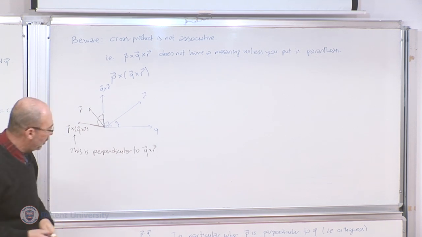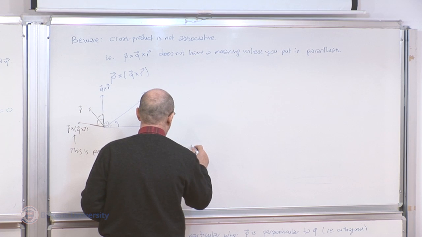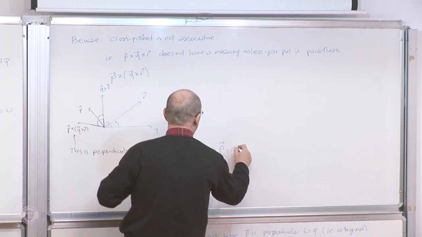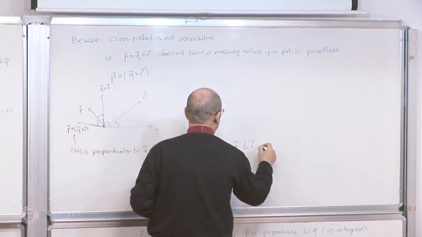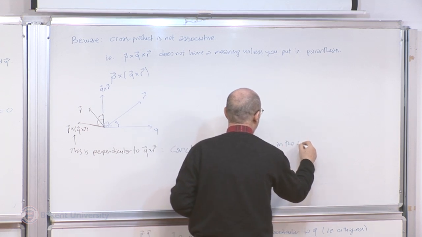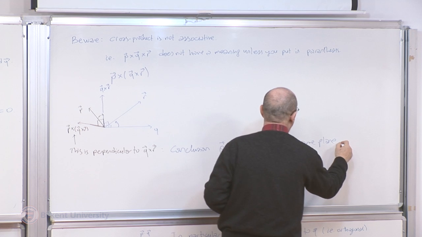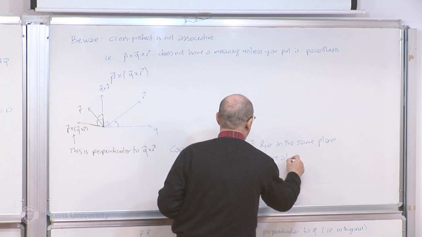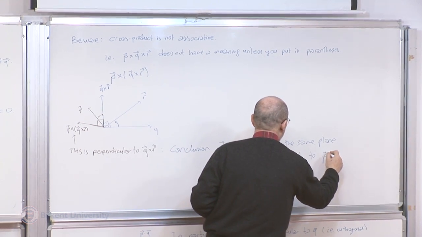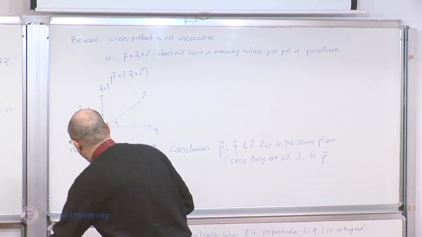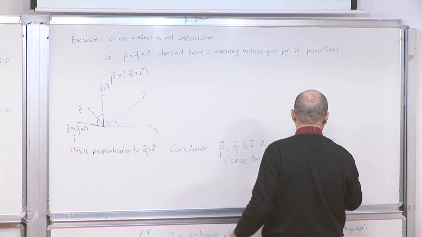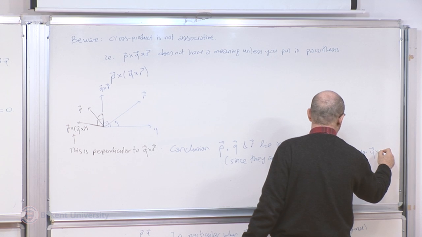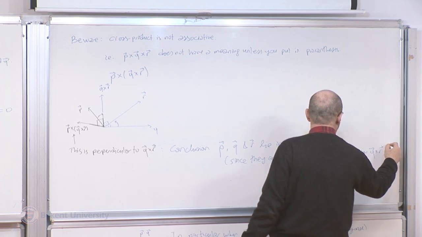Okay, so conclusion. P, Q, and R lie in the same plane. Why? Because they are all perpendicular to the same vector, Q cross R. Okay.